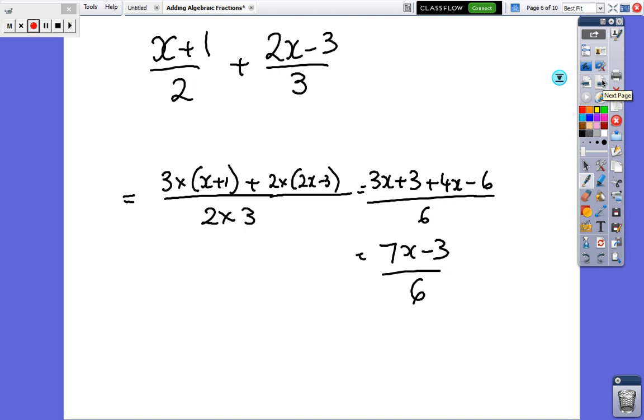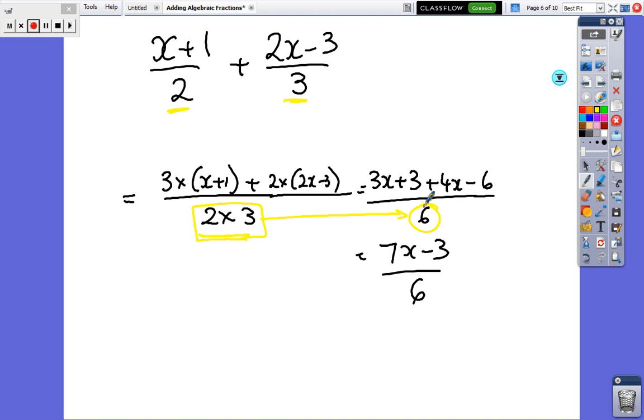Okay, so what we do is we're now looking at the meat of the question. So we've got x plus 1 over 2 plus 2x minus 3 over 3. Okay, so let's have a look. 2 and 3 are different numbers, and there's nothing in common, so that means we need both of those numbers in the denominator, i.e. the denominator is going to be a 6.